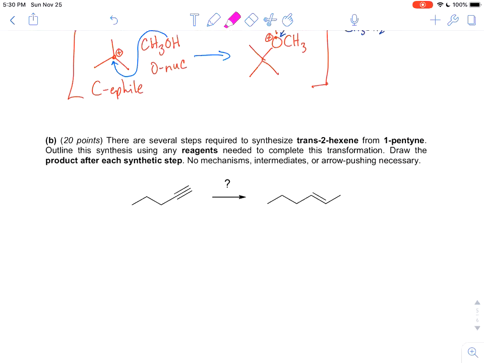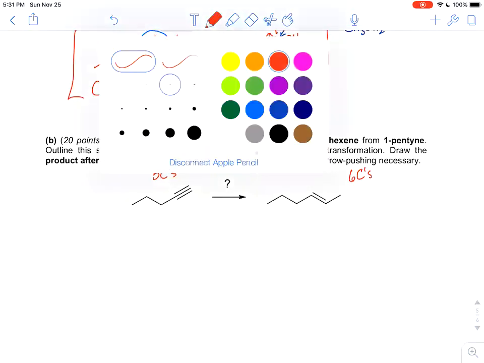Part B has a couple different possibilities in version A and version B. They're different. So right here, again, this is version A. And we will show how to get from this terminal alkyne 1-pentyne into this trans-2-hexene. First thing you may notice is that the starting material has 5 carbons, and this product has 1, 2, 3, 4, 5, 6 carbons. You know exactly one way to make a carbon-carbon bond, and that's by using the acetylide addition that you saw on the previous page.